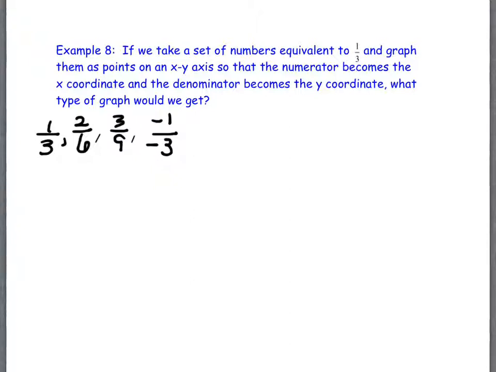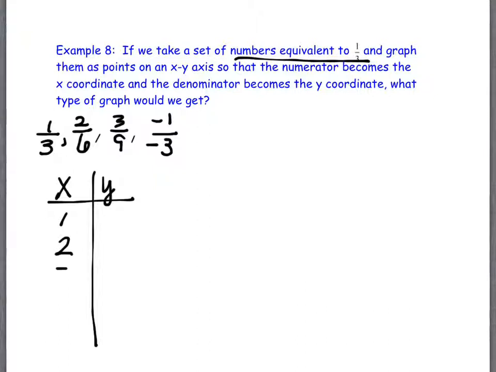Next thing it says, so this is the numbers equivalent to 1/3. It says graph them as points on an xy axis, so the numerator becomes the x coordinate and the denominator becomes the y coordinate. All right, so all of those numerators are now my x's, and I'm just going to keep them in the exact order from left to right that I have them. So 1, 2, 3, and -1. And then my y coordinates are the denominators, so 3, 6, 9, and -3. Does that make sense so far? That's what they asked. And then it wants us to graph them and kind of to describe what kind of a graph I get. Okay?